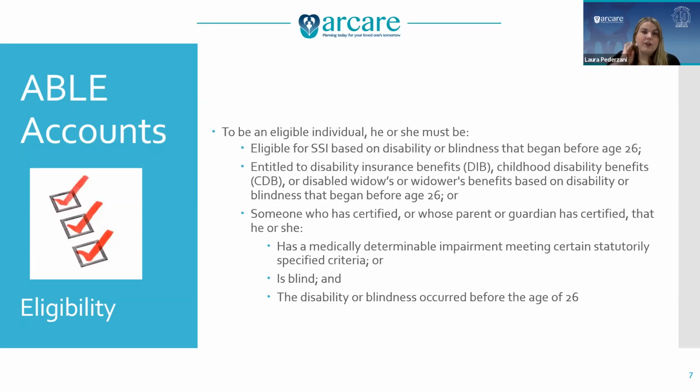The onset of disability before age 26, you can certify that in a few different ways, which I've listed out here. Either you have someone who is on SSI based on disability before age 26, or they're entitled to receive disability insurance benefits based on disability before age 26, or someone who has certified, or their parent or guardian has certified, that they have had not only a disability, but the onset did occur before age 26.